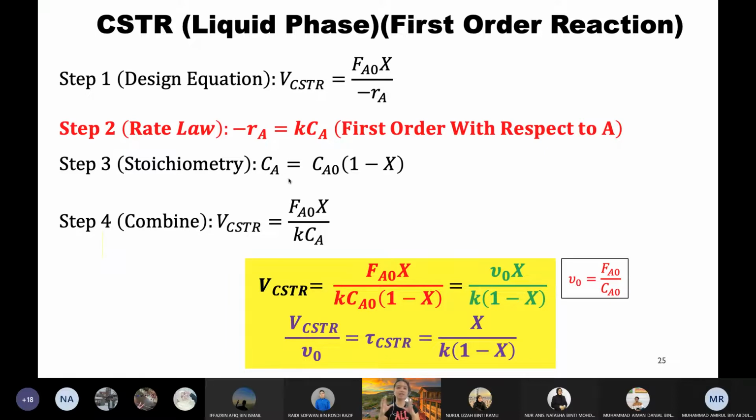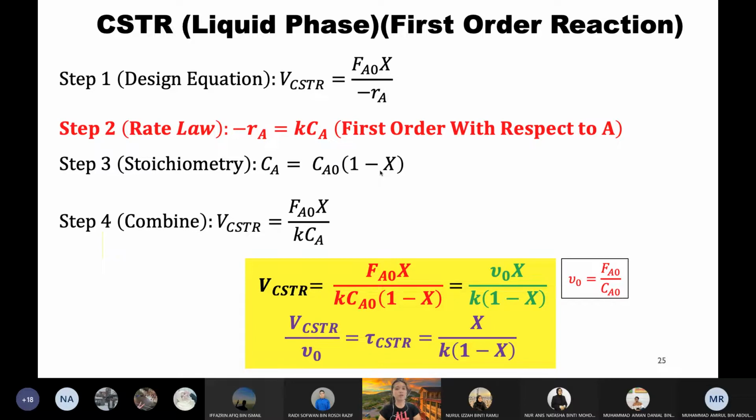Dan kamu kena ingatkan, dia ada liquid, dia ada gas. So kamu kena tengok, kalau liquid, concentration dia kita express as Ca equals to Ca0 in bracket 1 minus X. Okay, so kalau liquid, kita express Ca equals to Ca0 in bracket 1 minus X.